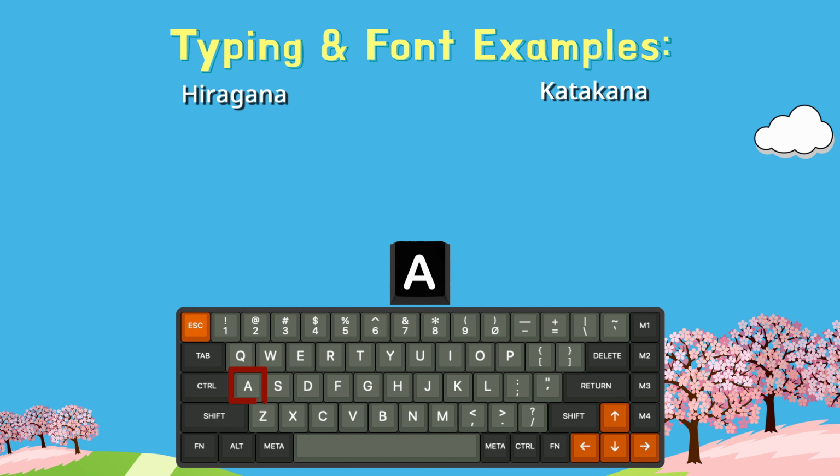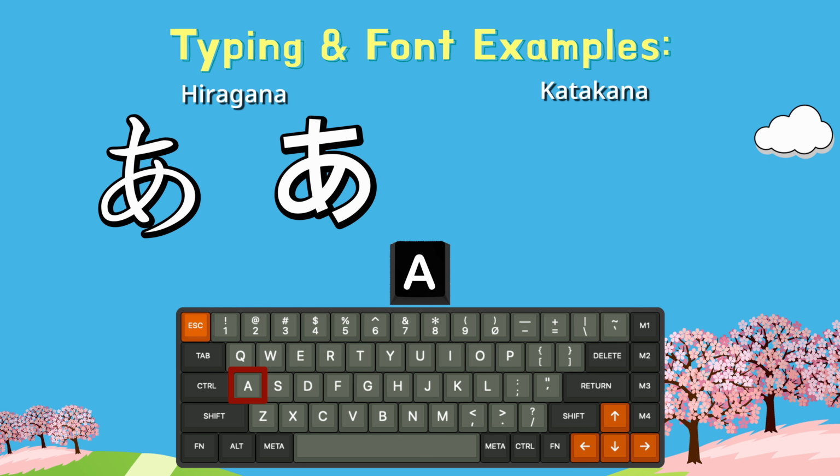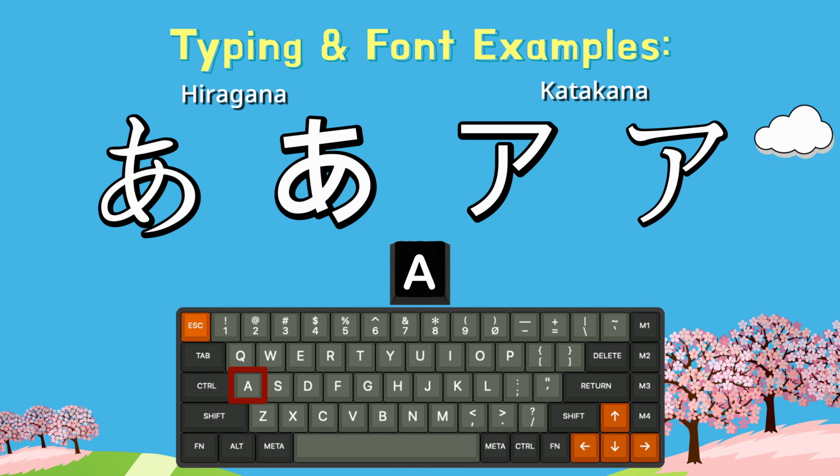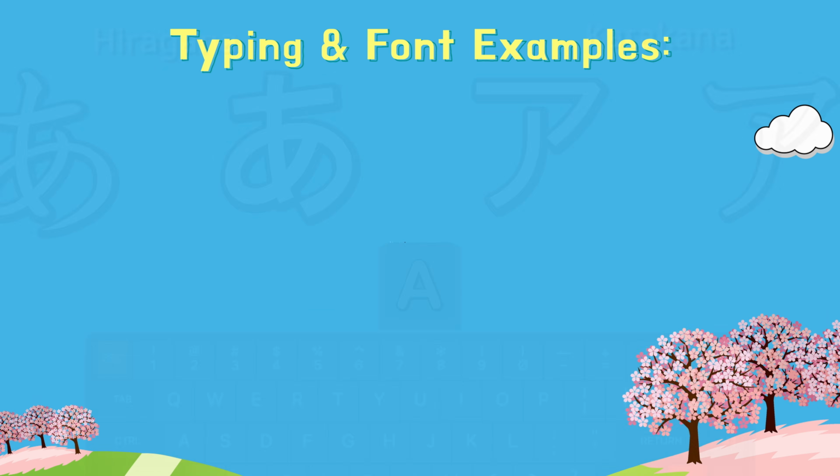For the hiragana A, you just type the letter A. To get the katakana, type the letter A and press F7 on Windows or Mac, and that'll convert whatever you've typed so far into katakana.